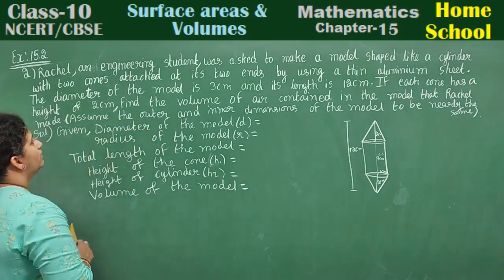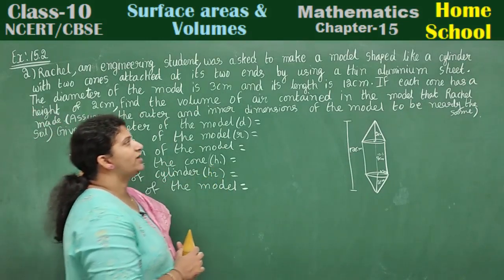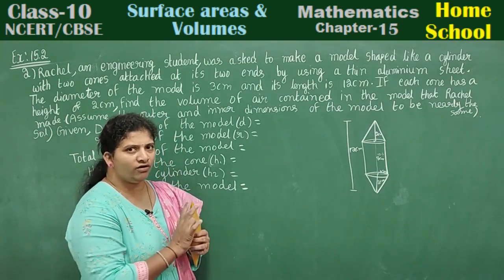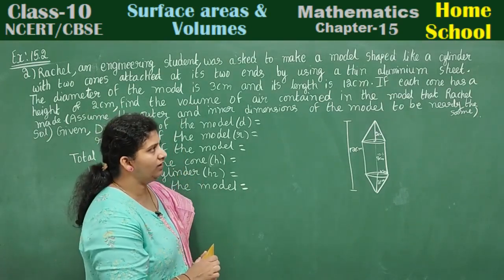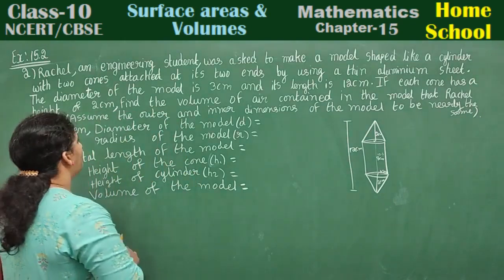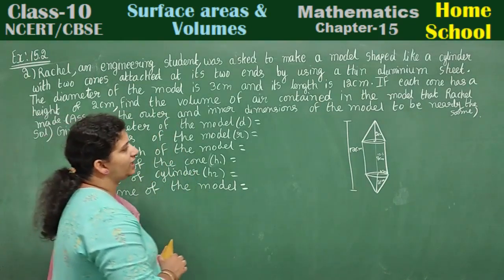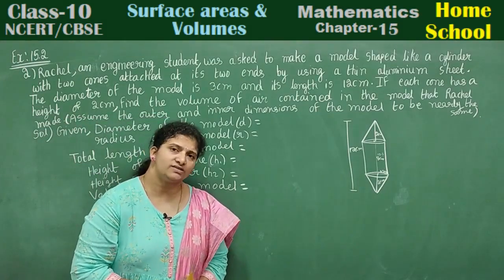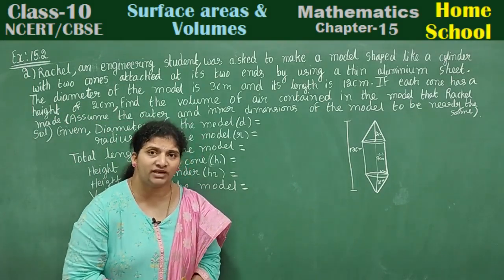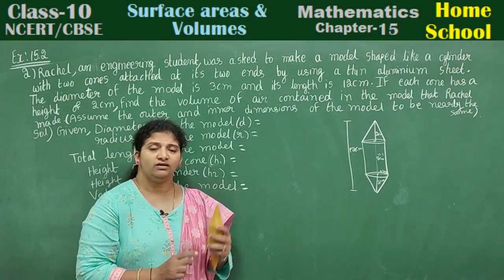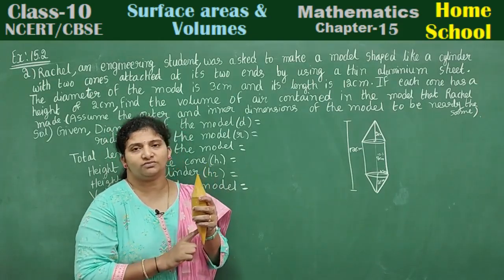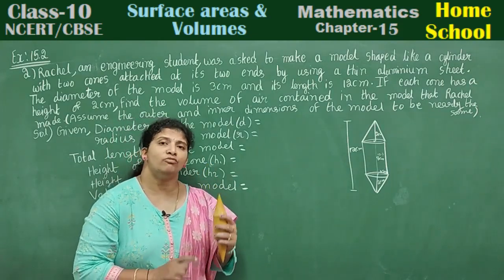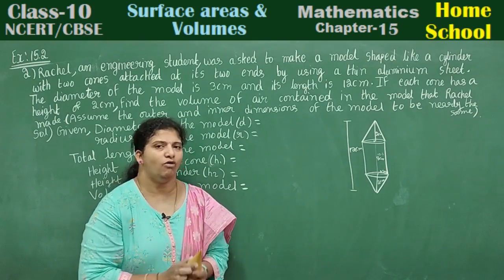Next one. Find the volume of air contained in the model. Volume, they are talking. Volume of air contained in this model that Rachel made. Assume the outer and inner dimensions of the model to be nearly the same. With what is this model made? This model is made with the aluminium sheet. Okay, how is it made? A cylinder, top and bottom, is enclosed with two same cones. Okay, find the volume of air inside the model.